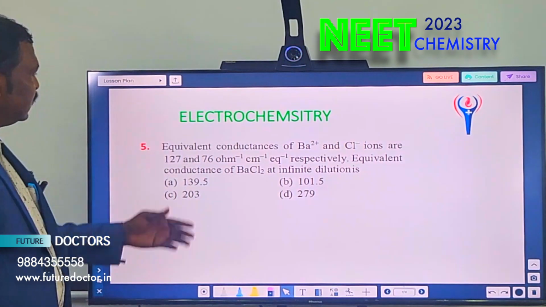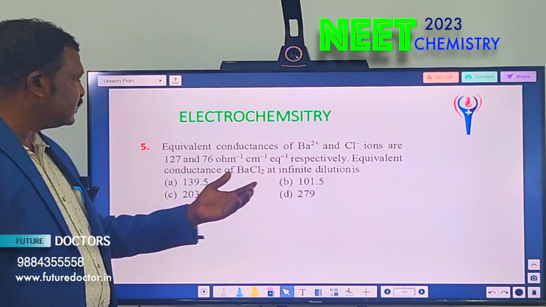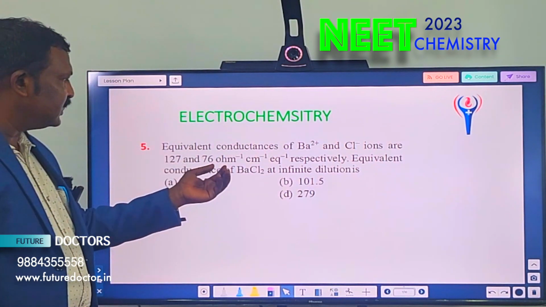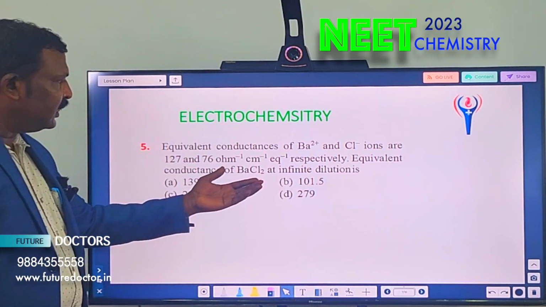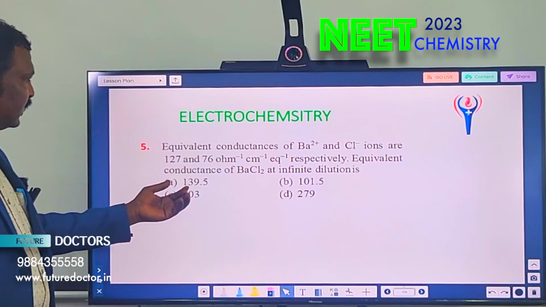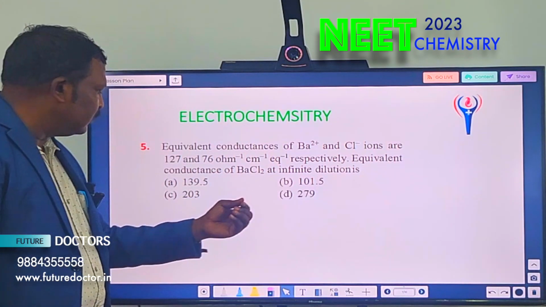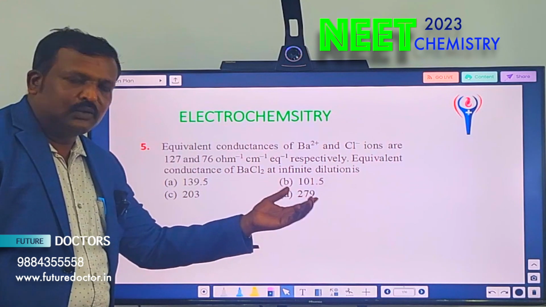Next one. Fifth one. The equivalent conductances of Ba2 plus and Cl minus ions are 127 and 76 ohm inverse centimeter squared equivalent inverse respectively. The equivalent conductance of barium chloride at infinite dilution is dash. Option A 139.5. Option B 101.5. Option C 203. Option D 279.